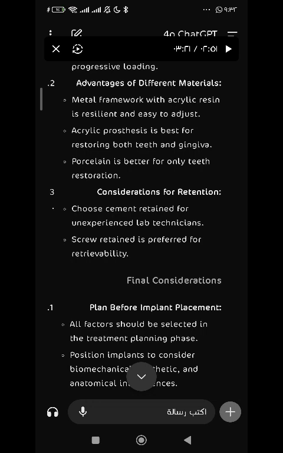15. Considerations for retention. Choose cement retained for inexperienced lab technicians. Screw retained is preferred for retrievability.